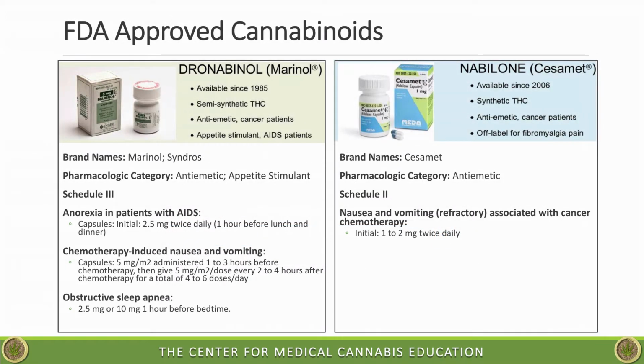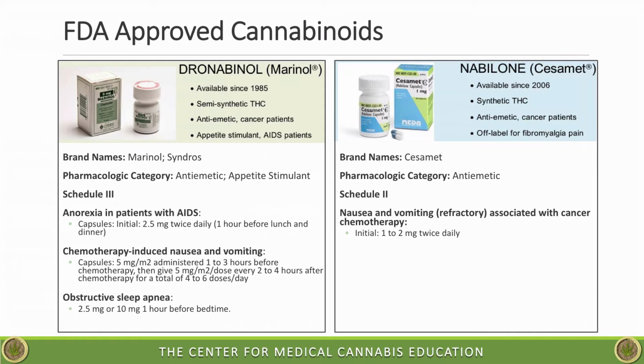Well, we actually do have some information like this. There are two FDA-approved synthetic or semi-synthetic versions of THC, dronabinol and nabilone. Dronabinol was first approved in 1985 to treat chemotherapy-induced nausea and vomiting. Its indication for use was extended in 1992 to include patients with HIV and AIDS who were suffering from anorexia and cachexia. It can also be used off-label to treat obstructive sleep apnea and chronic pain.